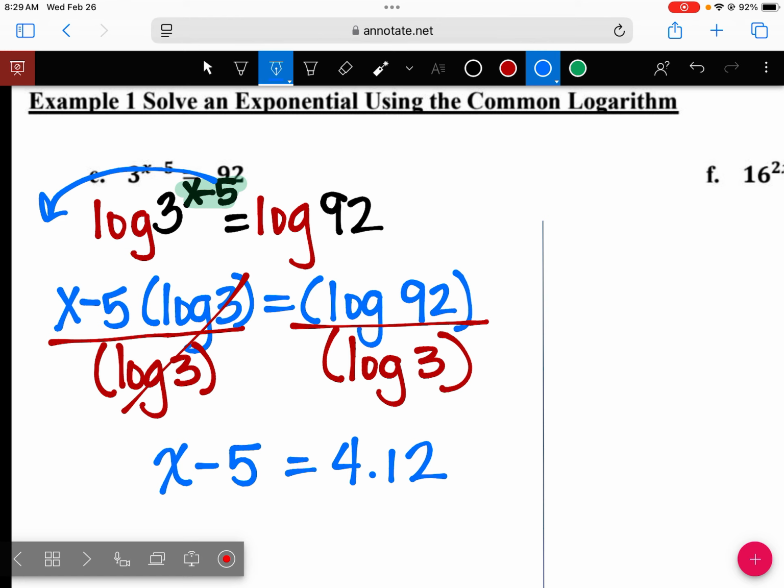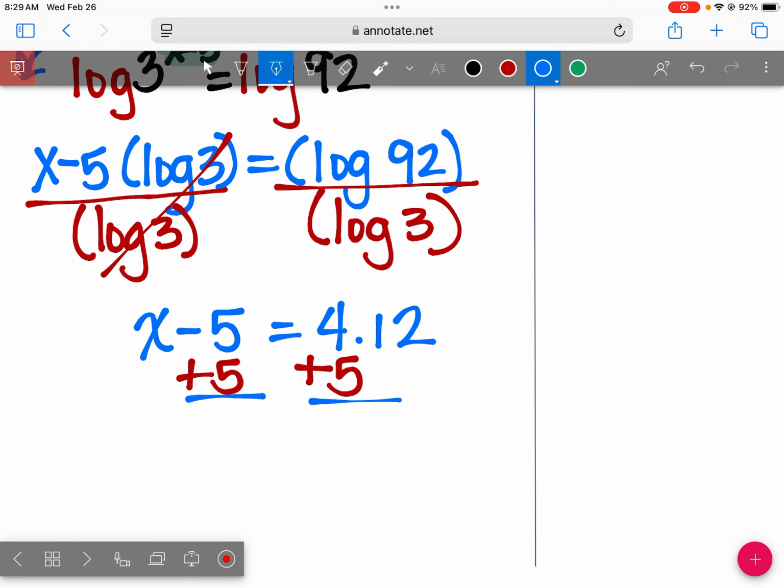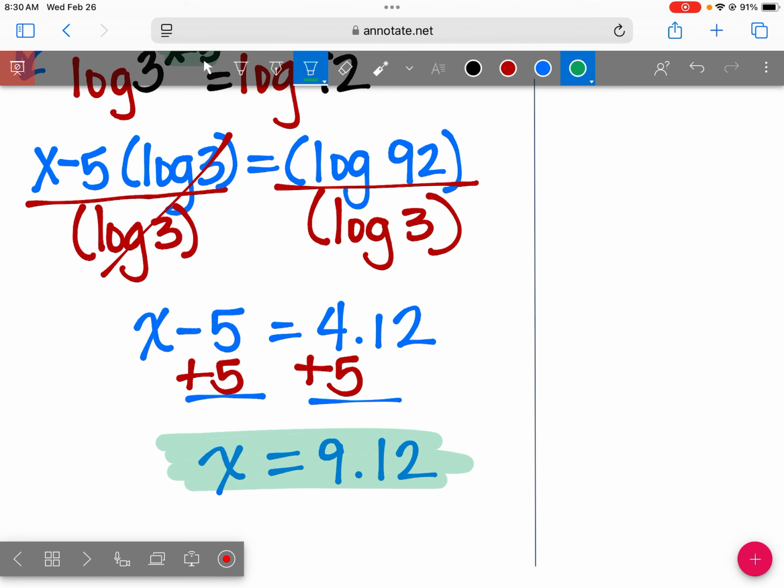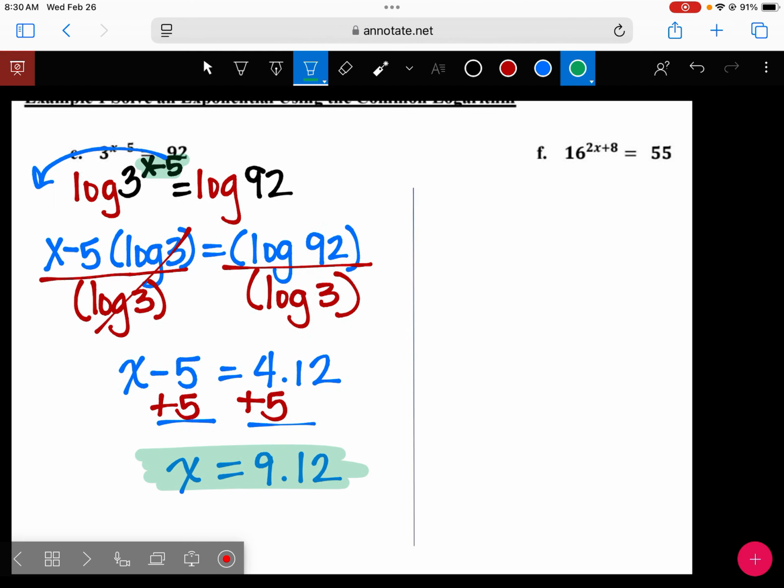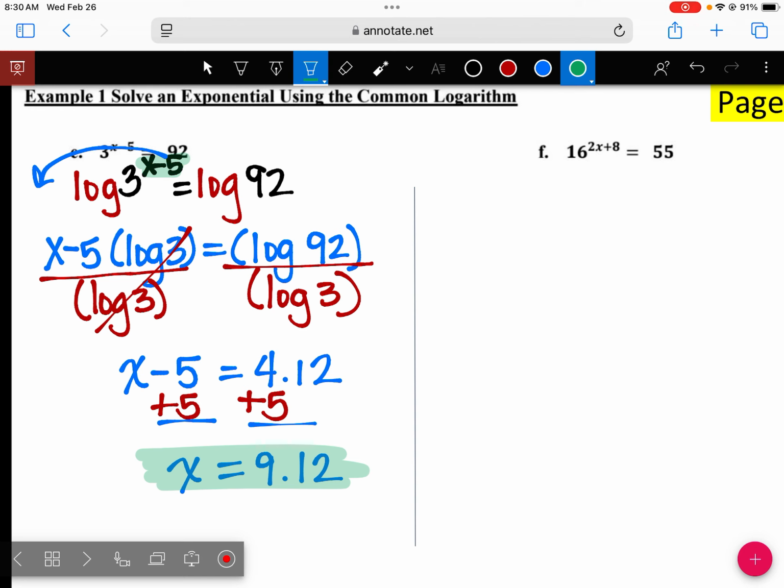So you should have x minus 5 is equal to about 4.12. Who had that? 4.12. All right, so what's my last step now? How do I get rid of that minus 5? What's the opposite of subtracting 5? Add on both sides. Add 5 on both sides. So x is going to equal 9.12. And that would be your final answer. Last question. Go ahead and let's get it started. Put your log in on both sides.